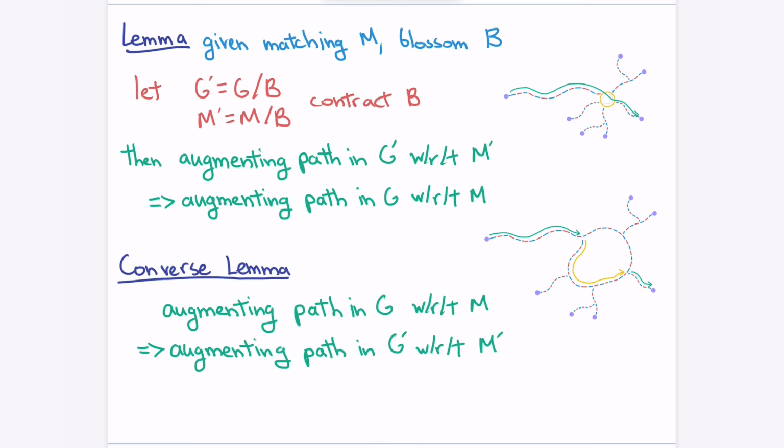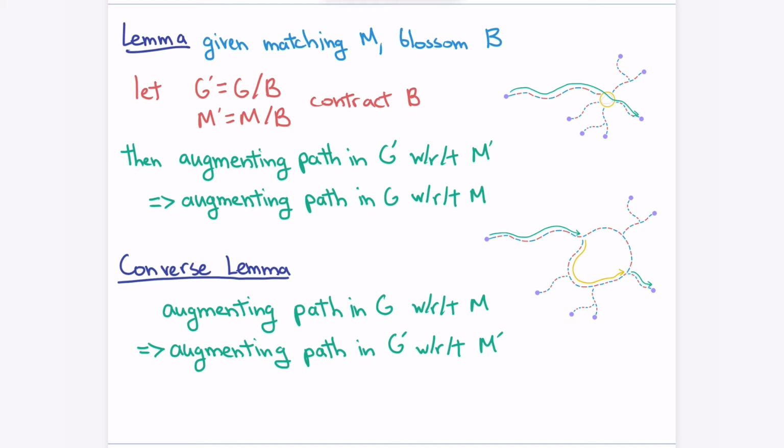One, which we just did, is that if you contract the blossom and you find an augmenting path in the contracted graph, you'll get an augmenting path in the original graph. It might be a little more clumsy to write out what we did in English, but I think the picture made it pretty clear.